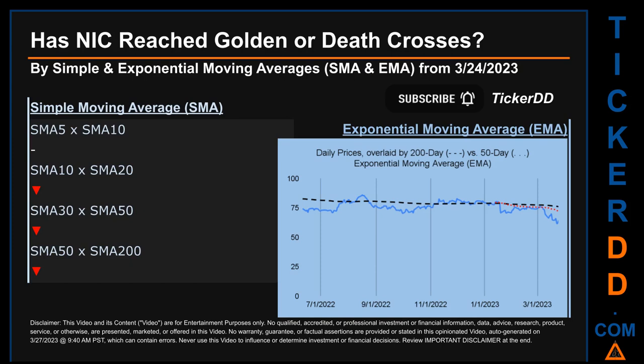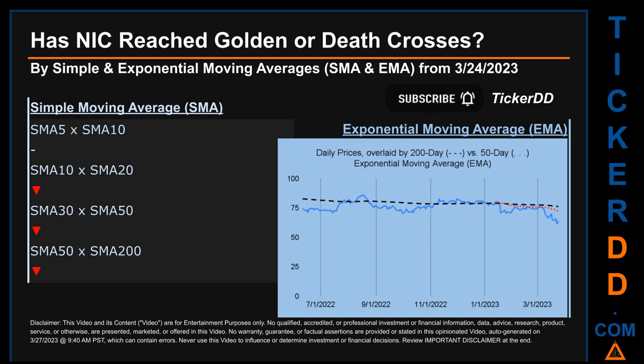Has NIC price reached golden or death crosses? Golden cross and death cross are basic signals that compare average prices across two specified trade day ranges, a short-term versus a long-term range. For example, 5-day versus 10 trade days. Essentially, a golden cross is a bullish signal. It appears when a ticker's short-term moving average crosses above its long-term average. Vice versa, a death cross is a bearish signal when the short-term crosses below its long-term moving average. For our opinionated analysis off third-party and abstracted data, we decided to look at both simple moving average, SMA, and exponential moving average, EMA.